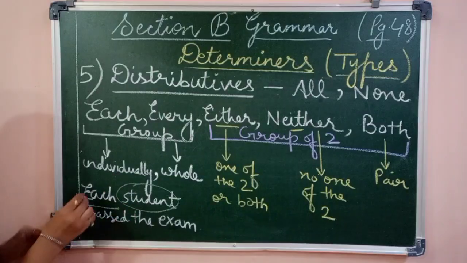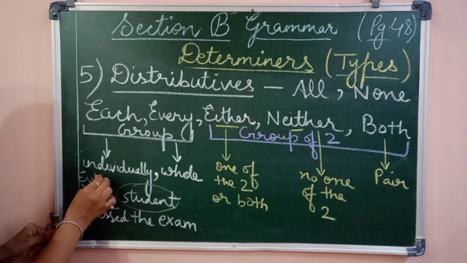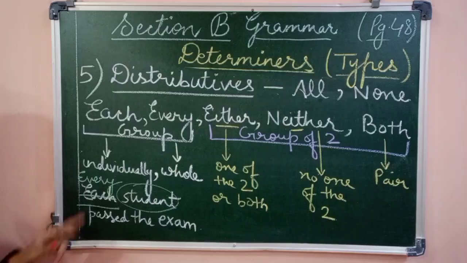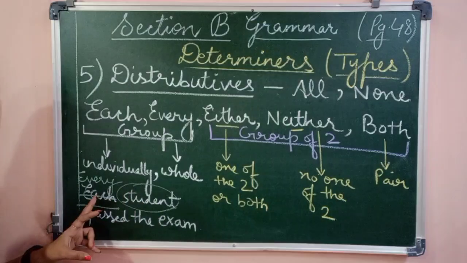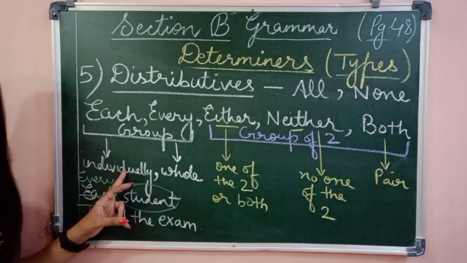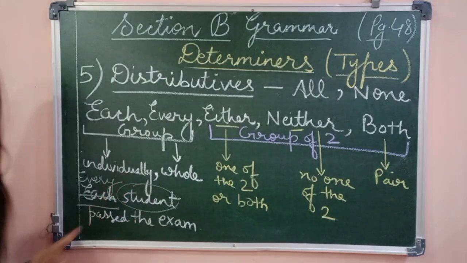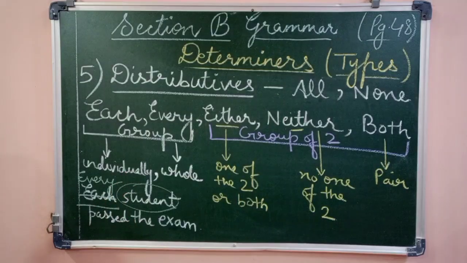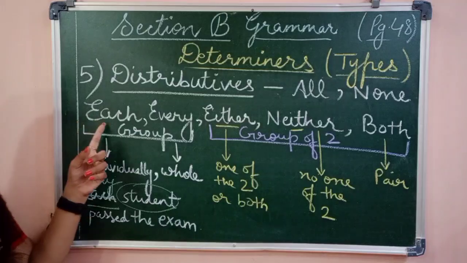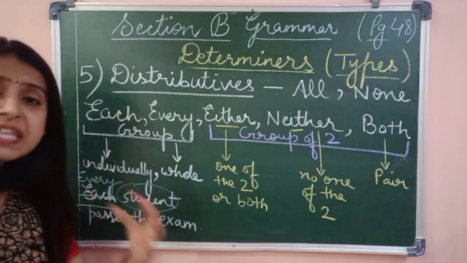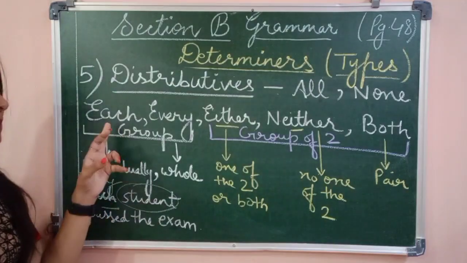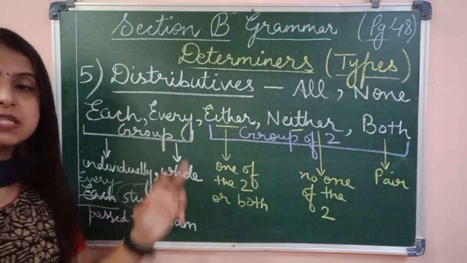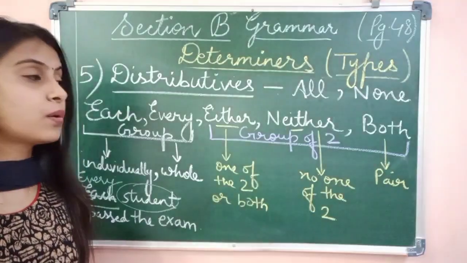If I say every student passed the exam, then I'm talking about the students as a whole. But if I say each, then it refers to the individual person or the individual student. In simple terms, you can understand that each is used to refer to somebody or something specifically, and every is used in a general sense.